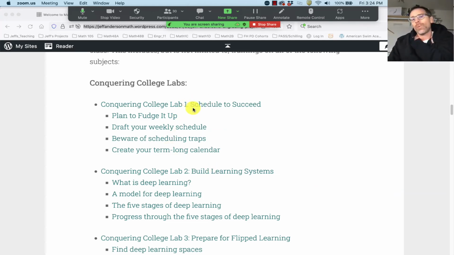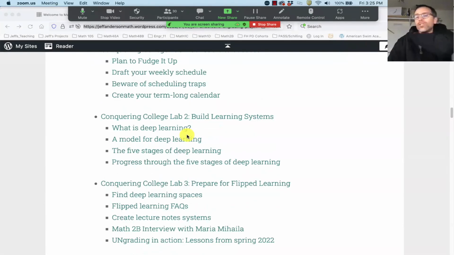Lab number one is all about how to schedule yourself, how to schedule your time and your energy. All blog posts that I wrote with activities underneath. The second lab is about building deep learning systems. It has a definition of what deep learning is. It has a model for deep learning, which I'm about to show you. 5 stages of deep learning. It has mechanisms to progress through this. This is equivalent to reading about 15 books in cognitive science. Literally, this came from reading 15 books, and then I just synthesized it.